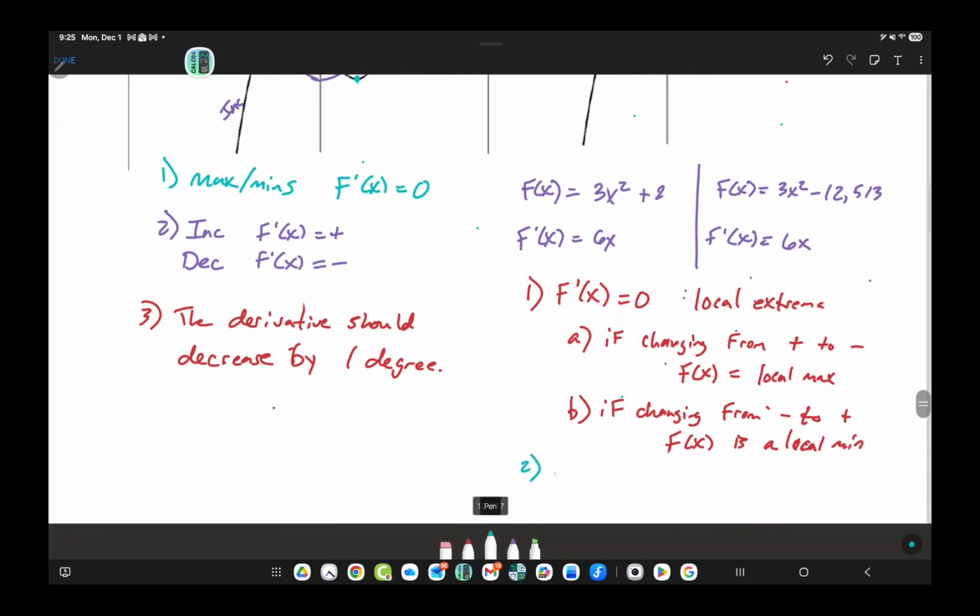Two, the max and mins of f prime of x are points of inflection.